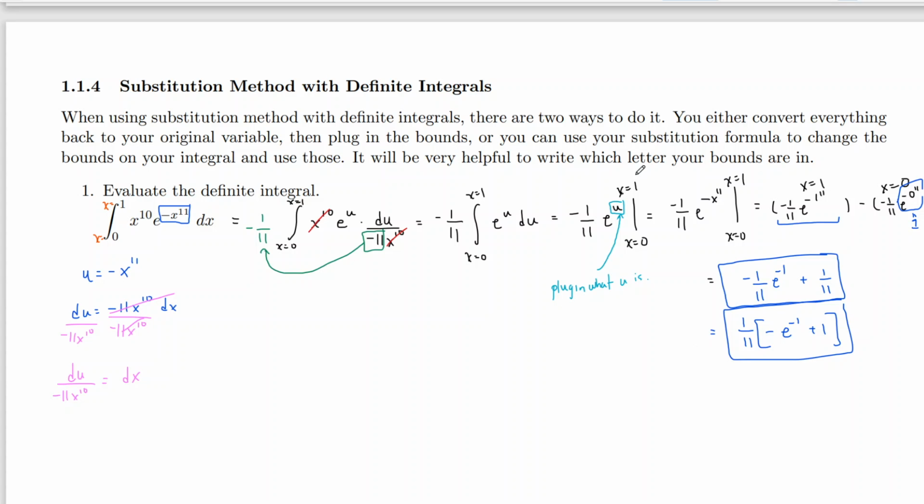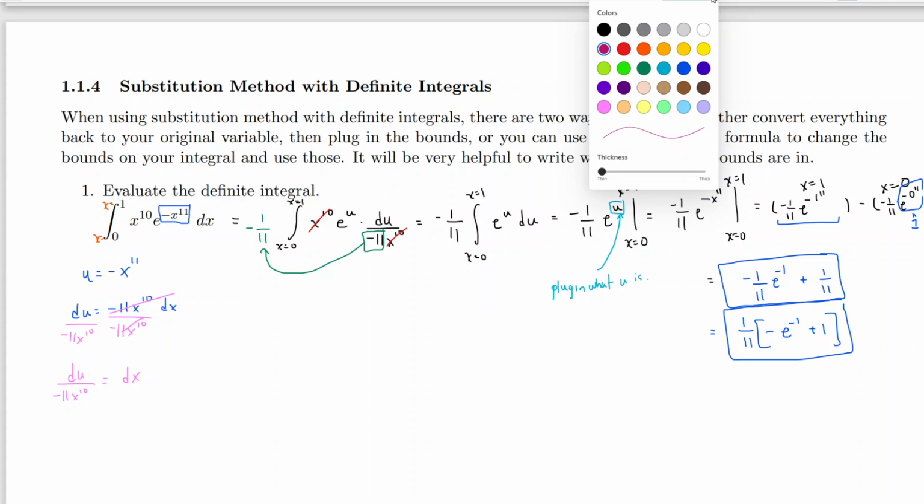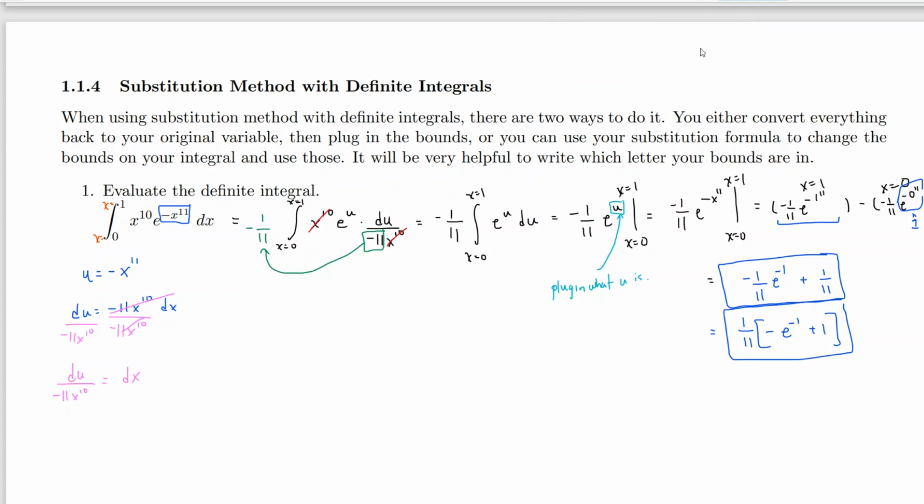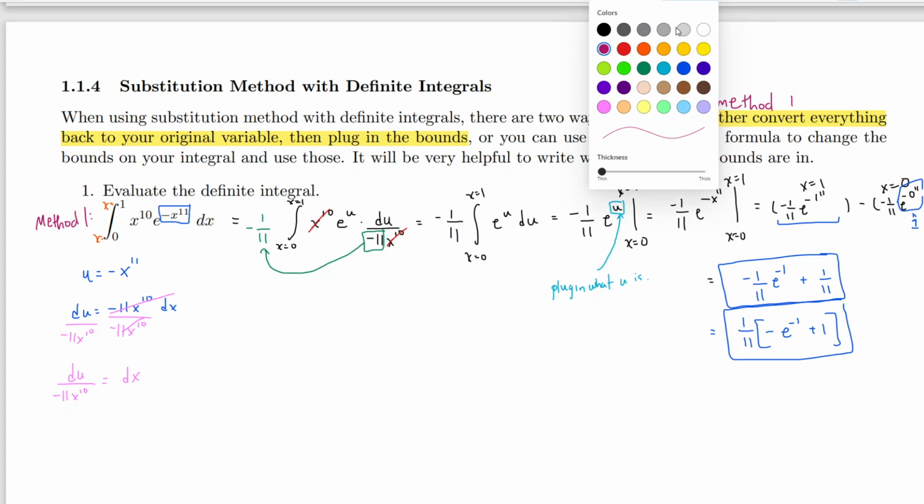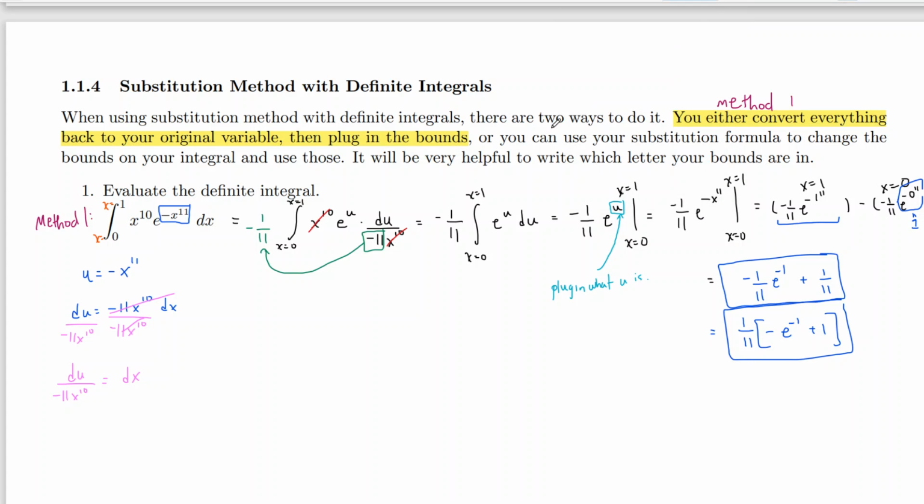But that's one way. What's the other method? So this is the method where you convert everything back to your original variable. That's exactly what we did. So we converted everything back to x, then plug in the bounds. So we did method 1 here. I'm going to label this as method 1. All right, so what is method 2?